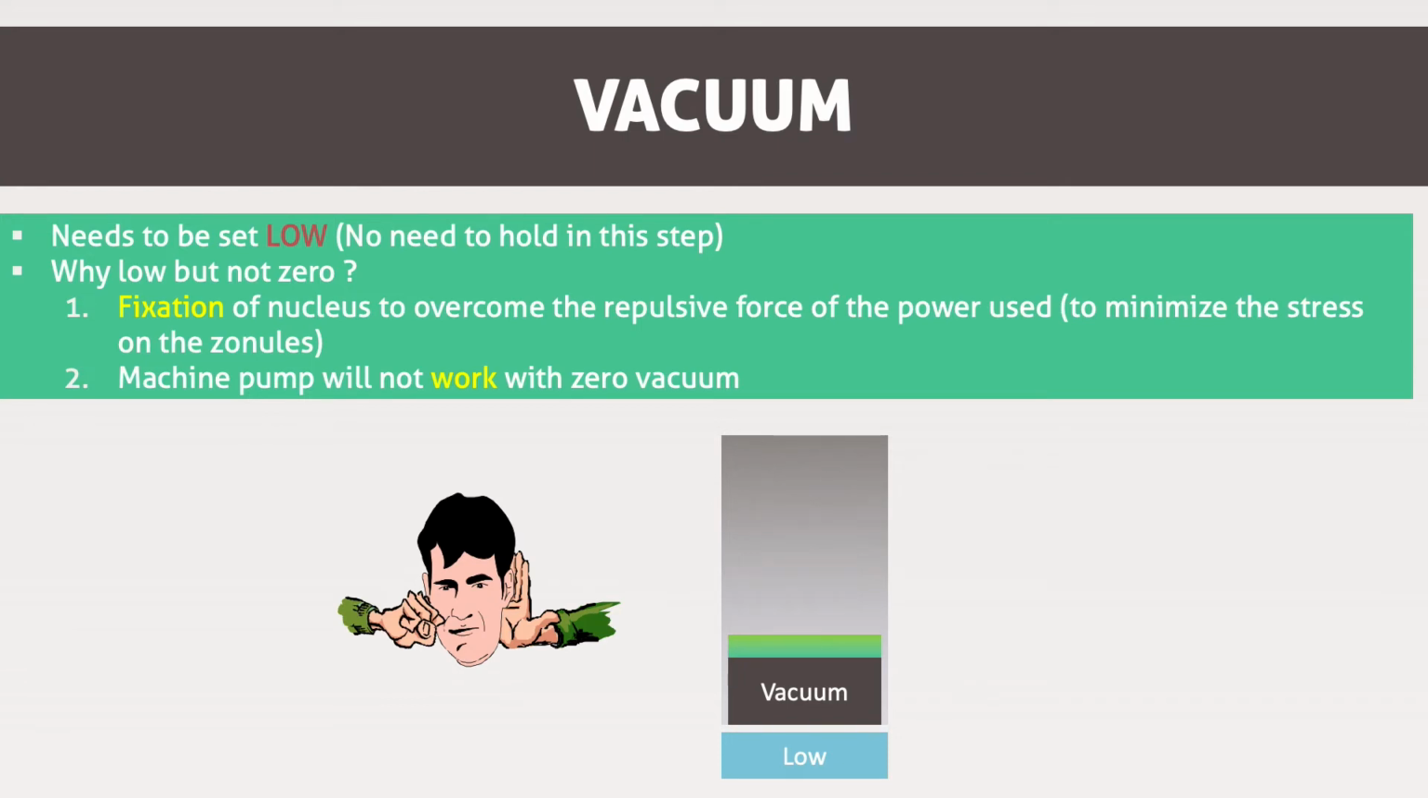Actually, we don't need to hold per se, but we need only to fix the nucleus in place and avoid any movement of the nucleus, which will stress the zonules. As we know that the power results in a repulsive movement of the nucleus, we need vacuum just to avoid the movement of the nucleus and fix the nucleus in place. So we need only low vacuum. Also, we need a vacuum since the machine pump will not work if we set the vacuum on 0.